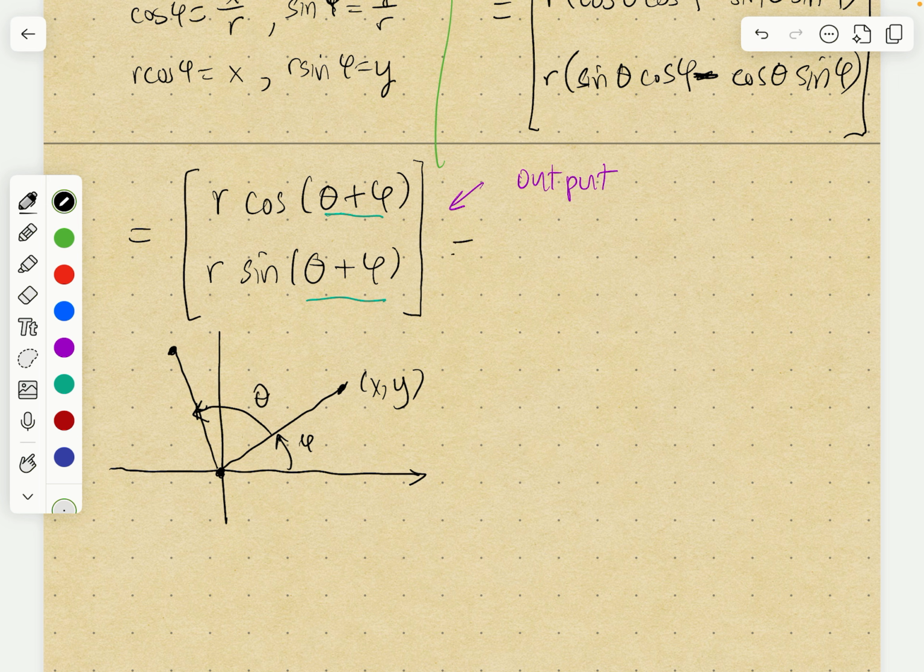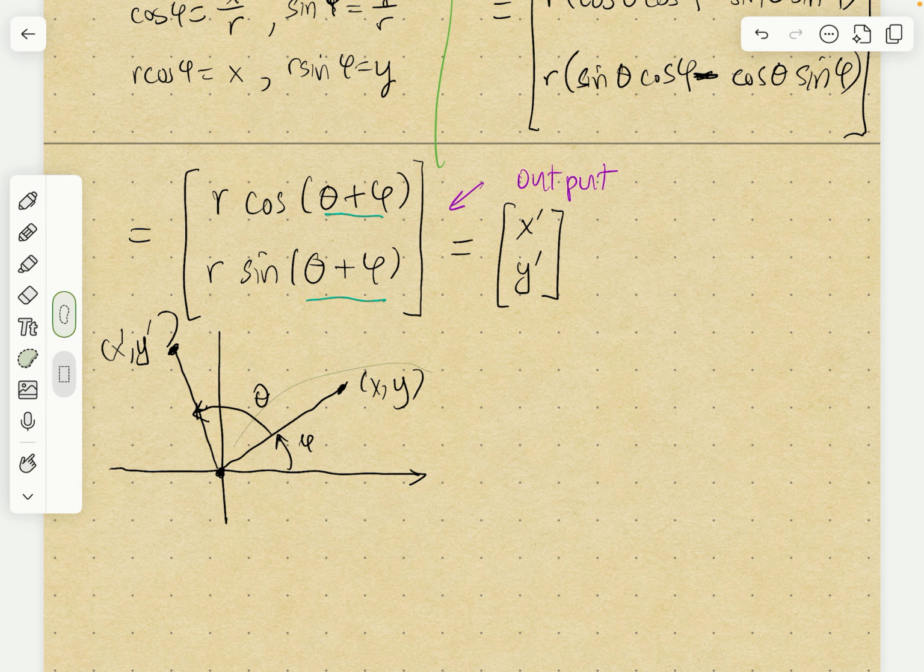Let's call this output x prime y prime. So this point is x prime y prime. And so what this transformation does, this matrix, is it took the point xy, our random point xy, and then moved it to x prime y prime. Well, in words, how would you describe what happened to the point xy? It rotated the point xy. It rotated this line segment theta degrees counterclockwise.